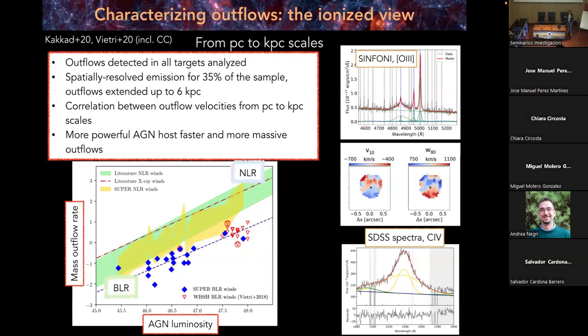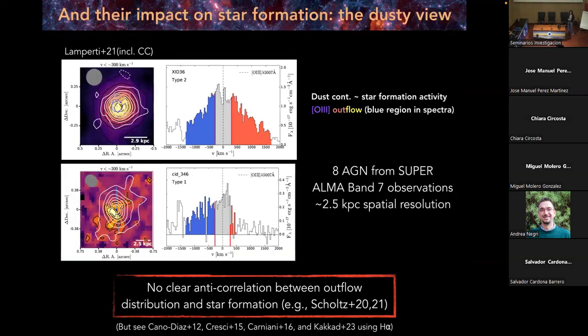So now that we have, let's say, characterized our outflows, we want to understand their impact on the star formation activity in the galaxy. And here I call this the dusty view because we used dust continuum emission as a proxy for star formation rate. In particular, this work was led by Isabella Lamperti. We obtained ALMA observations for a subsample of the super targets that we saw earlier, with the same resolution as what we had from SINFONI.